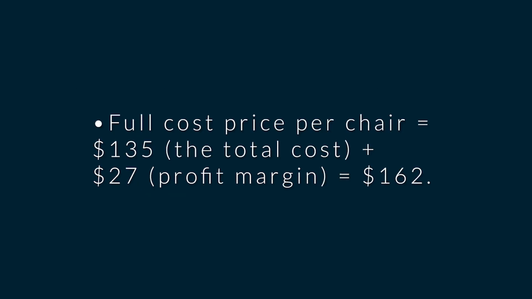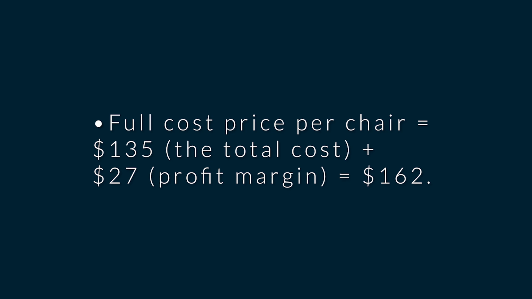And now we add that. The full cost per chair is 135, which is how much it costs us to make a chair, and then we add our profit margin. Remember, 20% of 135 is how much you're supposed to be making. It's like saying for each pen, if it costs X to make the pen, then 20% should come out of every pen. So we take 135, 20% of that is 27, and 135 plus 27 gives a price of 162.